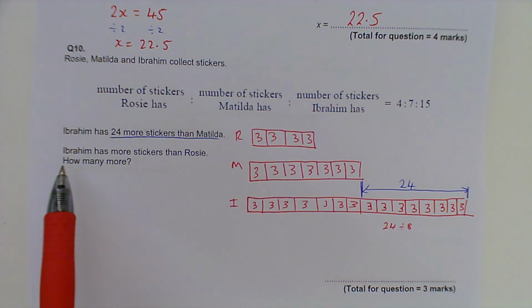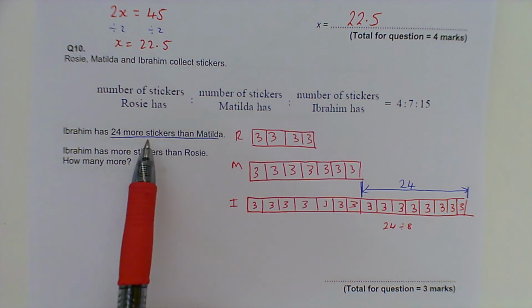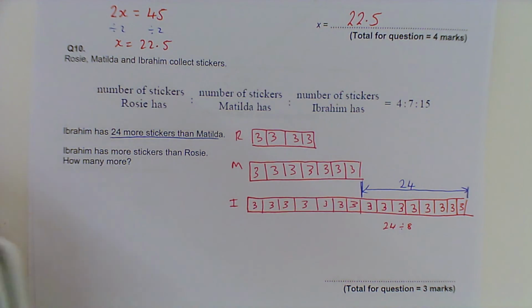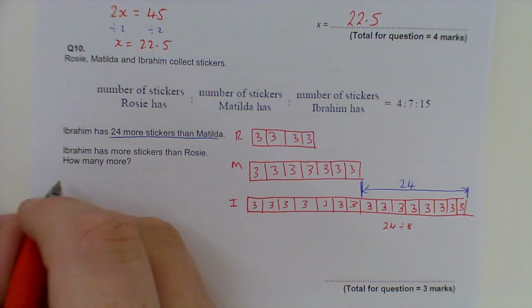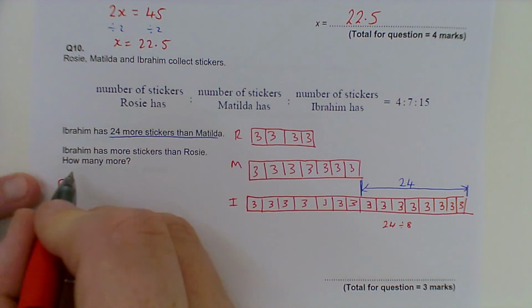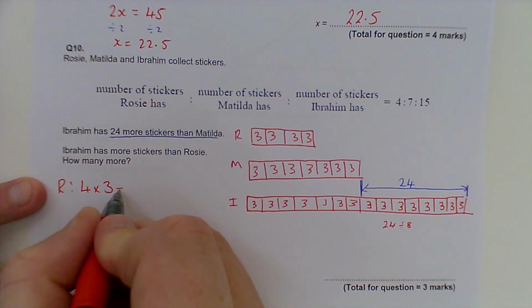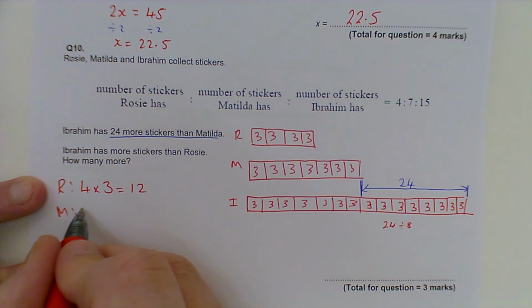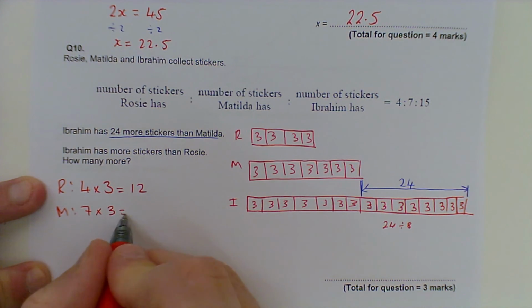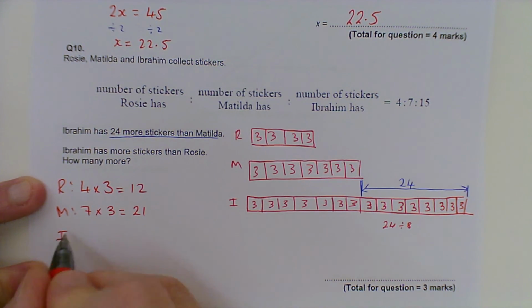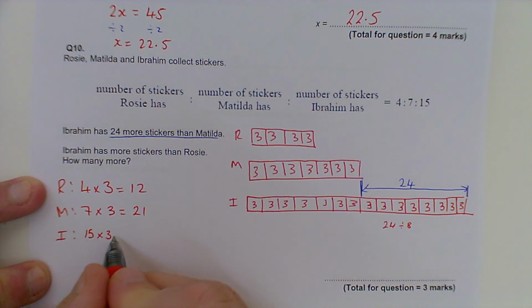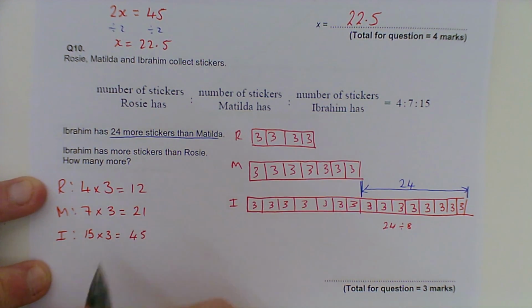Ibrahim has more stickers than Rosie. How many more? Well, we can work out how many each person has now, because each box is worth 3. Rosie is going to be 4 lots of 3, which is 12. I'm going to use my calculator for this. Matilda has 7 lots of 3, which is 21. And Ibrahim has 15 lots of 3, which is 45.